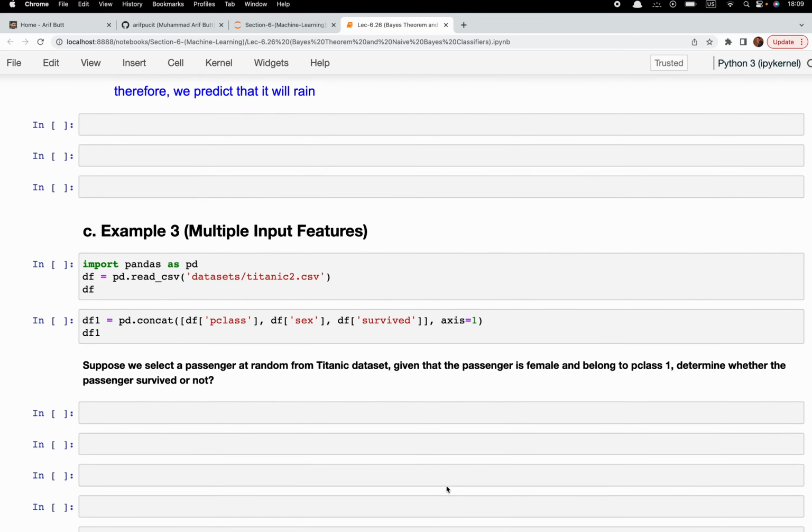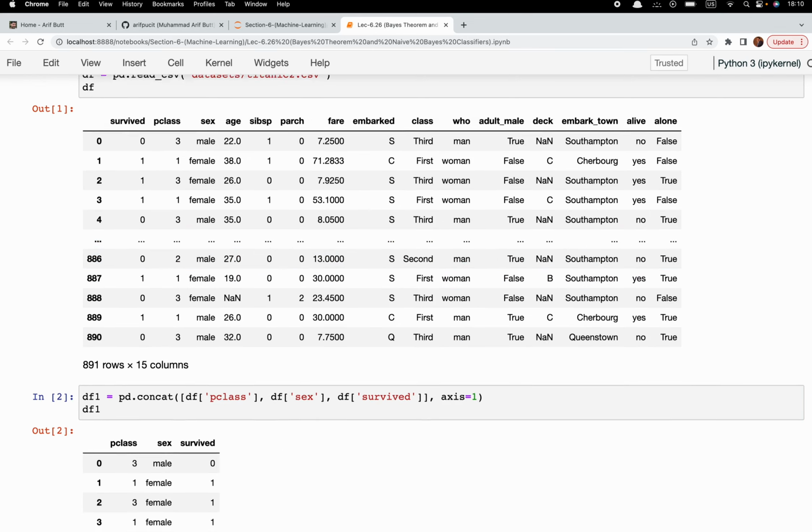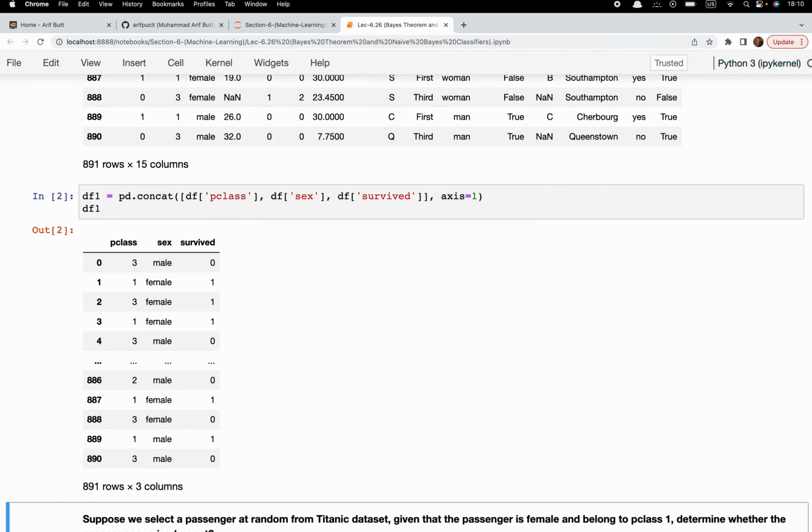Okay, so let me do one more example using the Titanic data set that we have discussed in the previous session at length. To keep things simple, let me just take two columns, the passenger class and sex, and the output label survived.